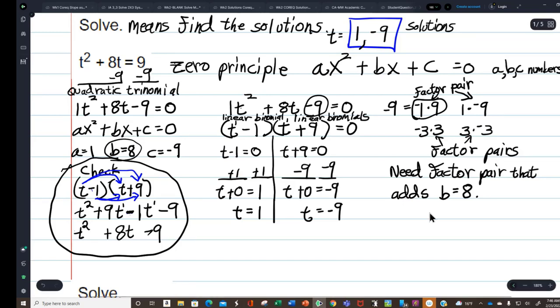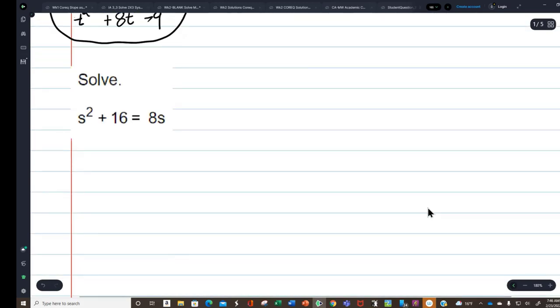Okay, let's do one just like this. Here we have s squared plus 16 equals 8s. Now s is acting like x. I'm going to use the zero principle and subtract 8s from both sides of the equation. Okay, now what that's going to give me is s squared minus 8s plus 16 equals zero.